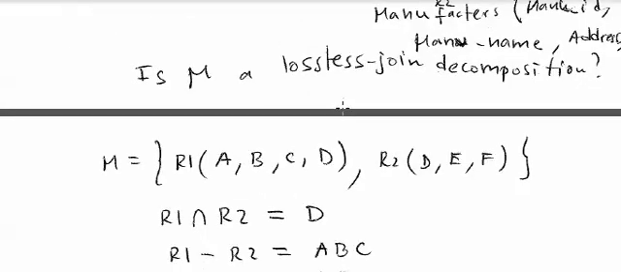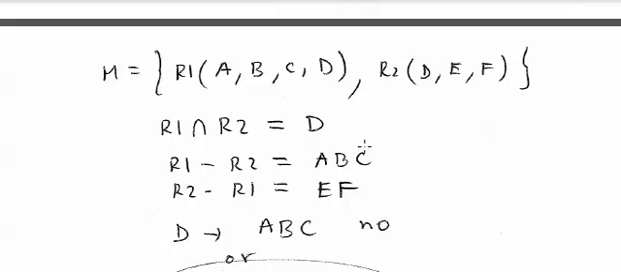So the way that we check is there is a procedure that says look for the intersection of the attributes in R1 and R2, so it's D, and then see if that attribute can derive the other attributes from the other tables. In this case, that's what we call R1 minus R2 or R2 minus R1. So if D can derive A, B, C, or D can derive E, F, then the decomposition is lossless. So D will be kind of like the foreign key.